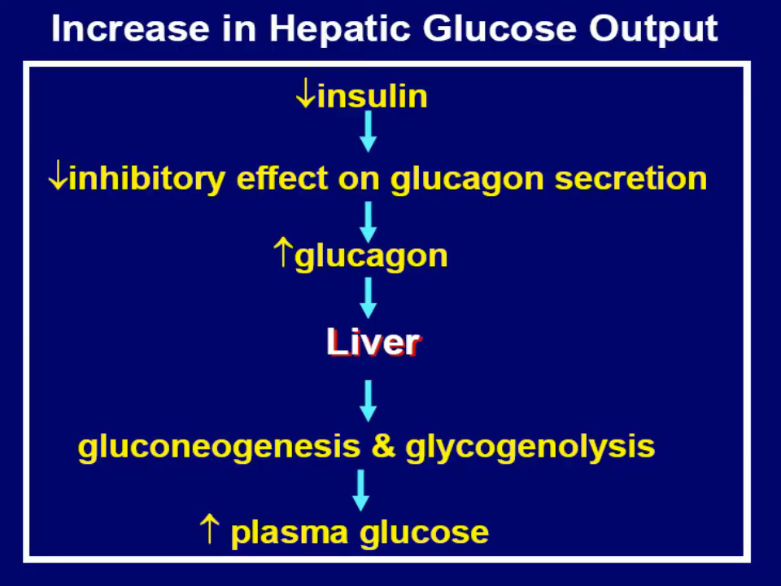Increase in hepatic glucose output is a characteristic of type 2 diabetes mellitus, and it's due to decrease in insulin. The decrease in insulin secretion leads to a decrease in the inhibitory effect on glucagon secretion, so glucagon will be released, which will act on the liver, stimulating gluconeogenesis and glycolysis, both of which will increase the plasma glucose level.